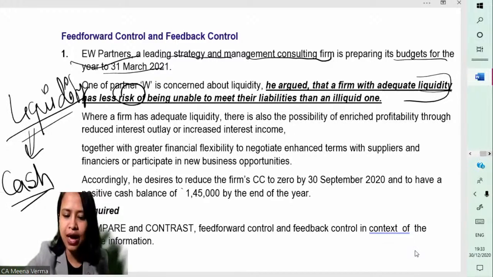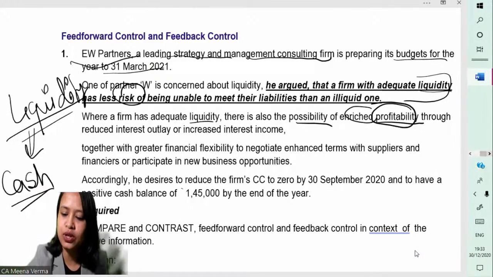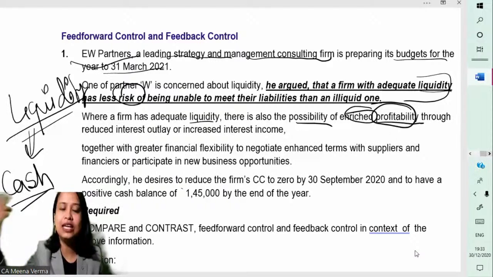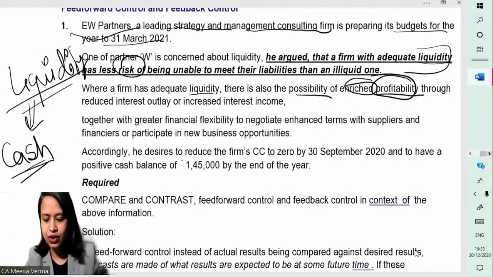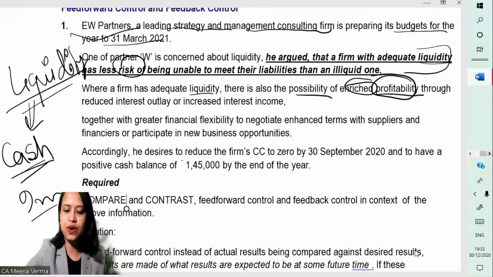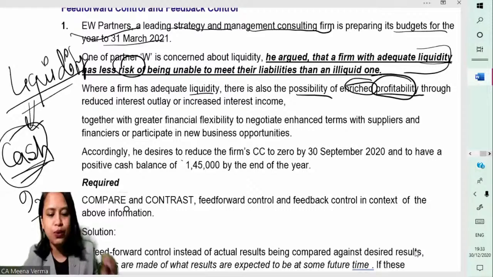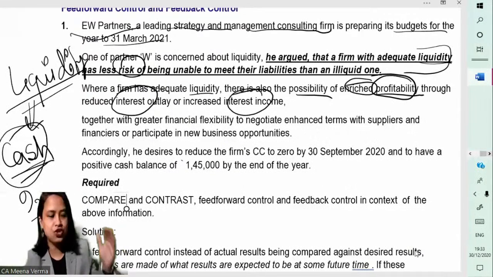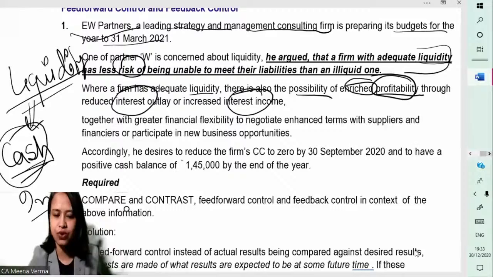Now, where a firm has adequate liquidity, there is also the possibility to enrich profitability. Why? Because if you have the cash, you can pay your liability immediately, and therefore you don't have to increase your loan or overdraft on which you have to pay interest. So if your liquidity position is good, that will help you increase interest income and reduce interest expenses. If the liability decreases, obviously the interest on that liability will decrease. You don't need to pay the interest; instead, you will increase your interest income. This is what he is saying.